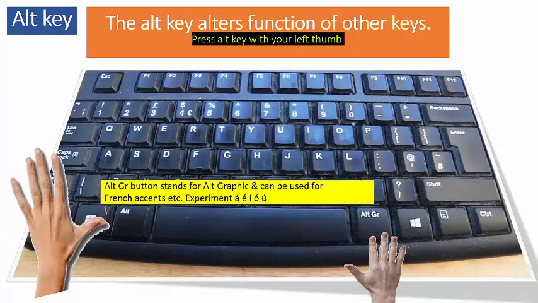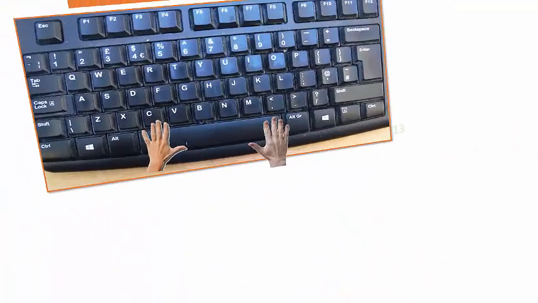Alt-GR stands for Alt Graphic and can be used for French accents, etc. Experiment. So when you press Alt graphic with A, you get an A with a French accent. Same with the E, I, O, and U. There it is. And there's the French flag.